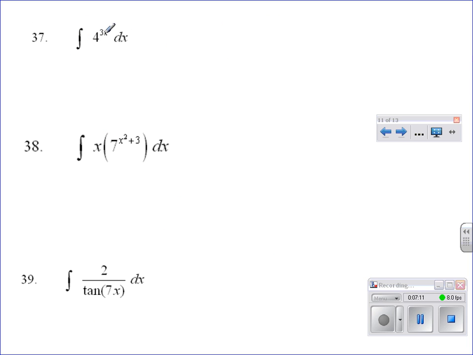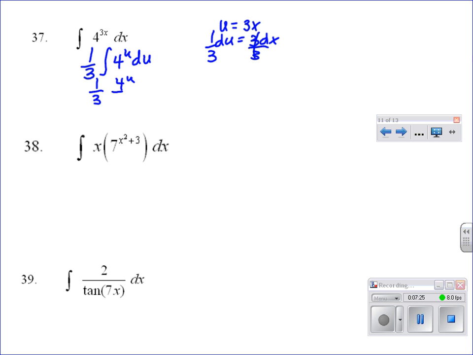Alright, single exponential function. Allow u to be the exponent. Du is 3. So divide by the 3. So we have 1/3 4 to the u du. So 1/3 4 to the u divided by natural log 4 plus c. Which gives you 4 to the 3x over 3 natural log 4 plus c.